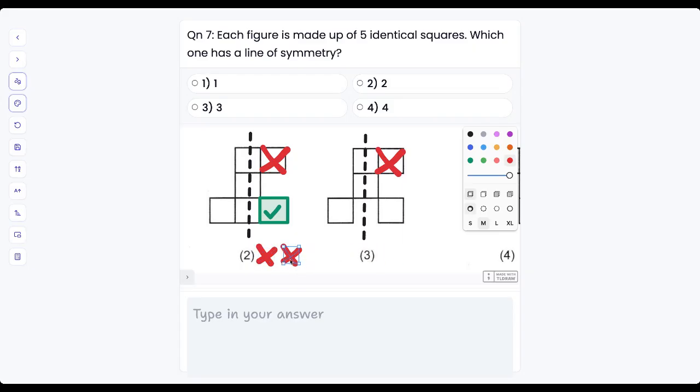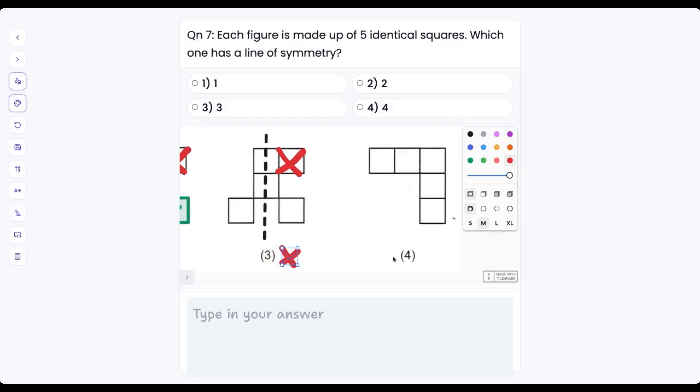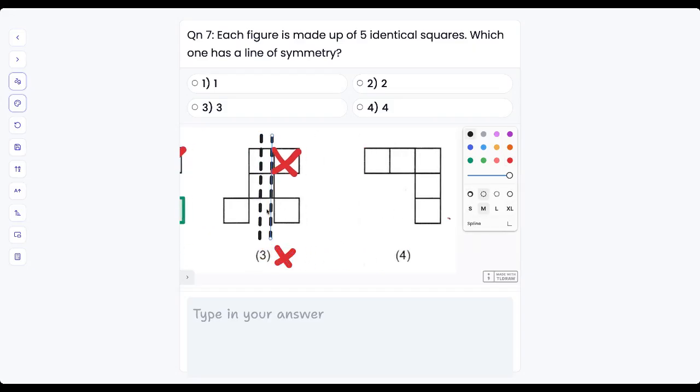Last one, what about 4? Do we have, or is that an invalid question? No, we have a line of symmetry over here. So the answer is option number 4, which in this case over here is a tick. All right, let's move on to the next question.